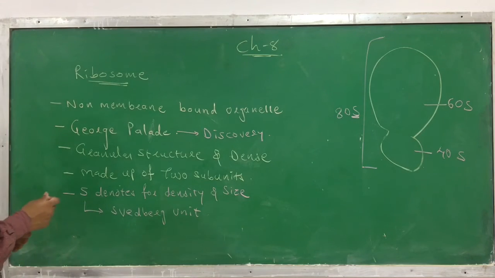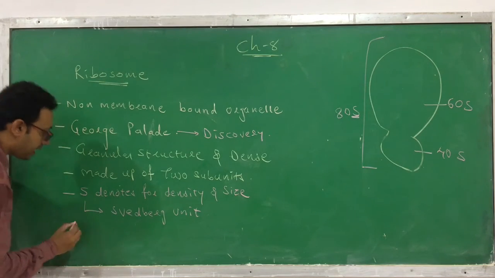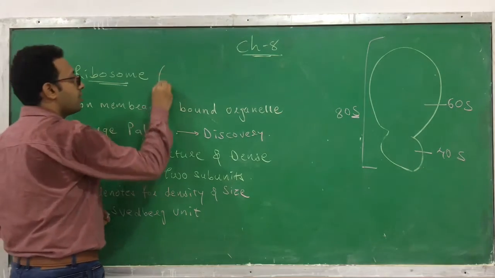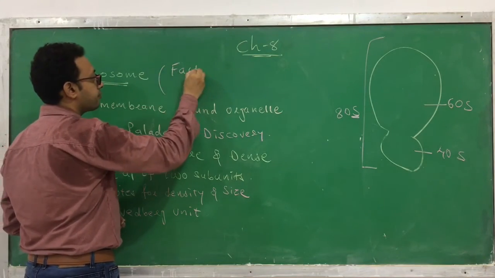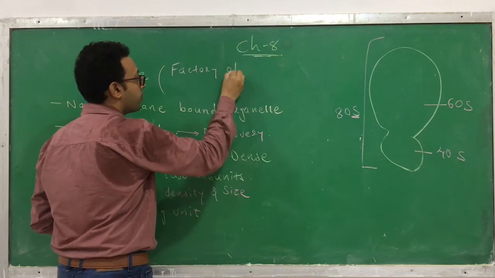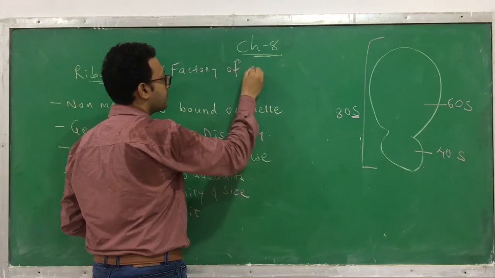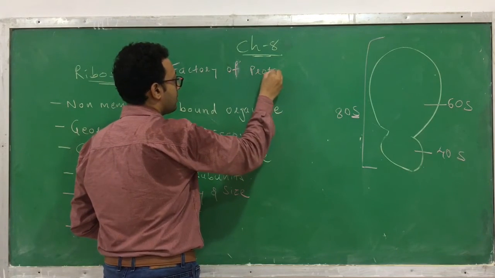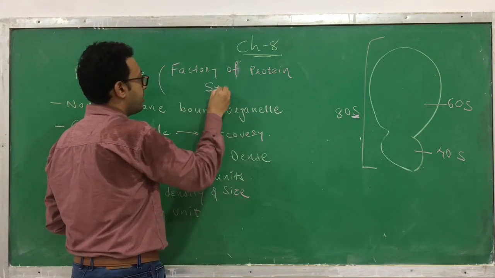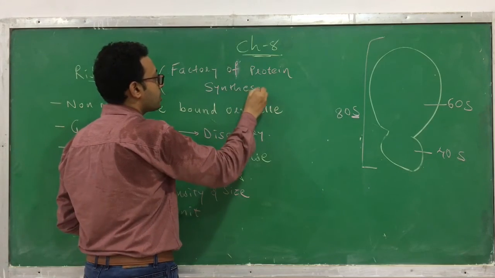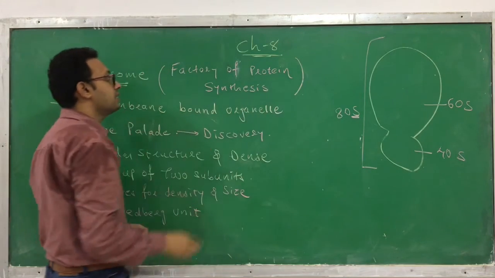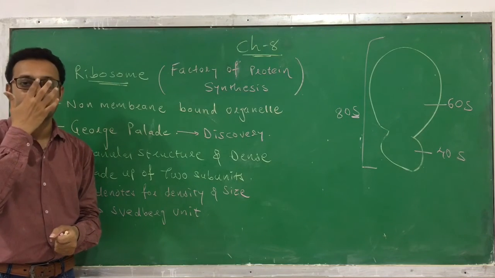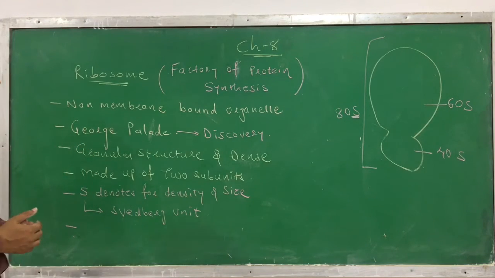Okay. These ribosomes are considered the factories of protein synthesis. What are they called? Factory of protein synthesis. Why is it called a factory of protein synthesis? Because it provides a site for synthesis of protein. Here the protein synthesis takes place, that's why it is called the factory of protein synthesis.